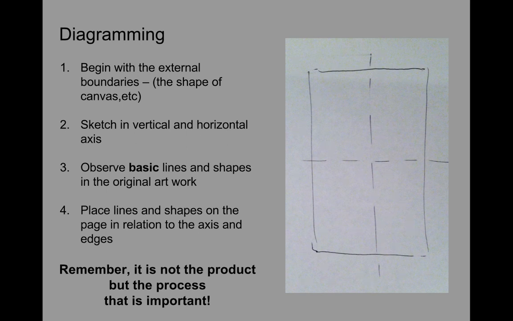The first thing you're going to do is just begin with the external boundaries. So if you were looking at a square-shaped canvas or a circular-shaped canvas, you would draw that. We are going to be looking at a rectangular-shaped artwork. So we start with a simple rectangle. And then I'll also have you sketch in vertical and horizontal axes right through the middle.